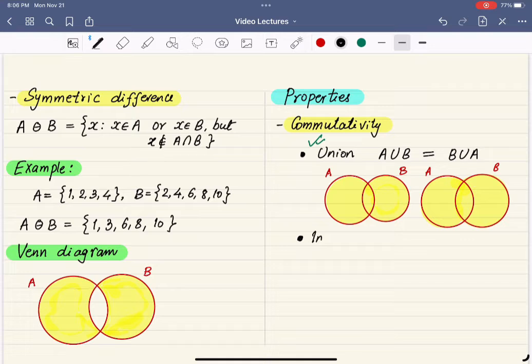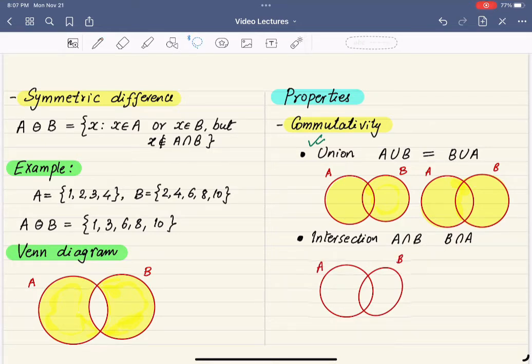Moving on. Similarly, you have intersection. We want to see if A intersection B is equal to B intersection A. Again, with the help of a Venn diagram, we see that the intersection is given by this common area right here. And if you do the same for the right hand side, that is B intersection A, you get the same thing. It is the common area. So both the expressions are equal. So we say that intersection is commutative as well.